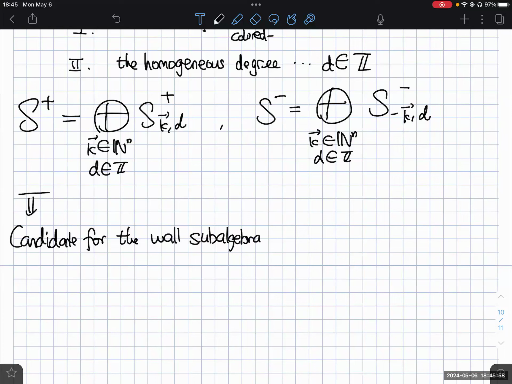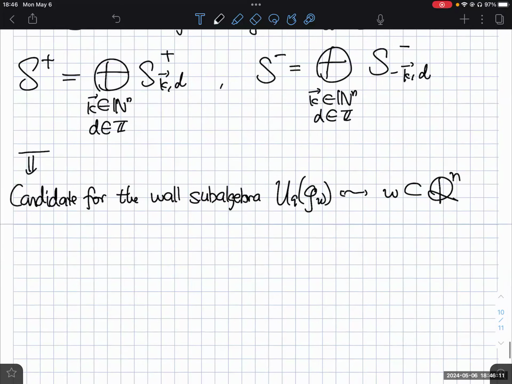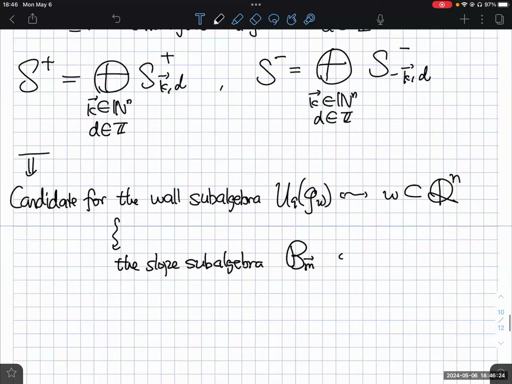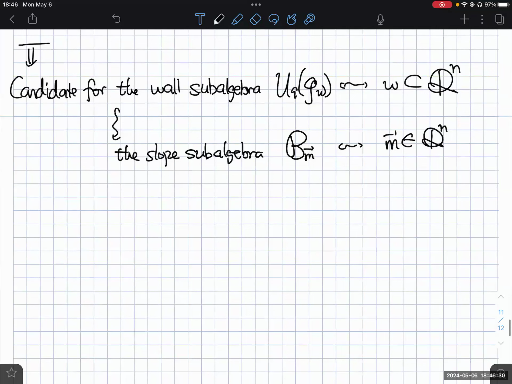So there's one difference, that the wall algebra is actually defined by the wall in the rational Picard group. Here, the candidate is instead not the wall in the rational Picard group, but it's given by the point in the rational Picard group. So how to define the slope algebra? It is defined the following way. So we fix this rational number as in here.